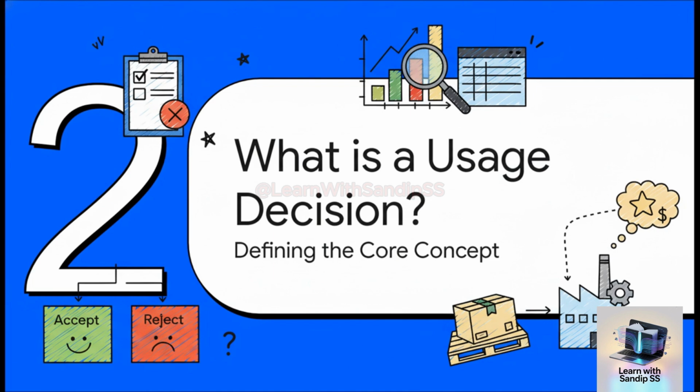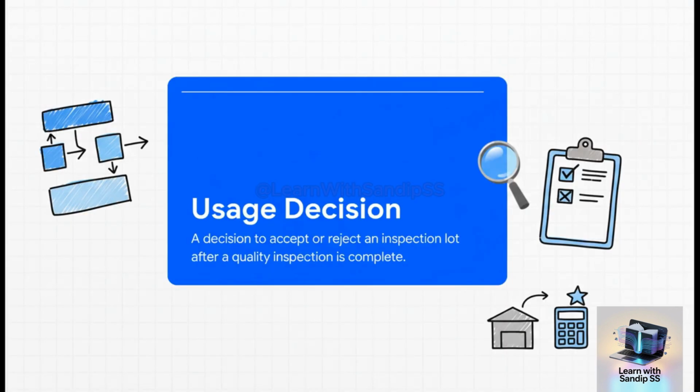So what exactly is a usage decision in the official SAP lingo? And there you have it, the official definition. A usage decision is the formal, in-the-system declaration that decides the fate of that material. Think of it like the official gatekeeper for quality, and it's logged forever right there in SAP.